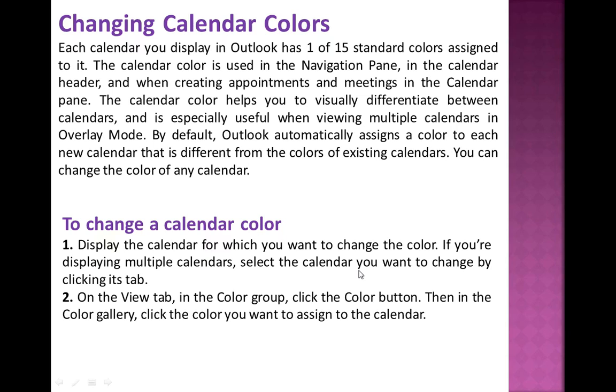Means first of all, display the calendar for which you want to change the color. If you are displaying multiple calendars, select the calendar by clicking on the tab. Go to the View tab, click on the Color group, click on the Color button. Means first of all select the calendar, then go to the View tab, go to the Color group and click on the Color button.